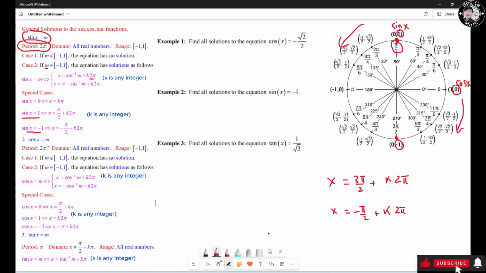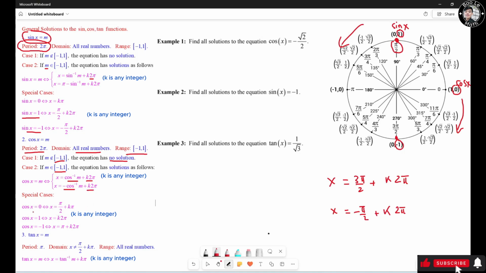Now the cosine function is going to be similar to the sine function. You still have the period 2 pi, domain all real numbers, and the range should be -1 to 1. Now if m is outside the range -1 to 1, the equation has no solution. If m is inside the range -1 to 1, then the solution should be s equals cosine inverse of m plus k 2 pi, and the second one, negative cosine inverse of m plus k 2 pi.